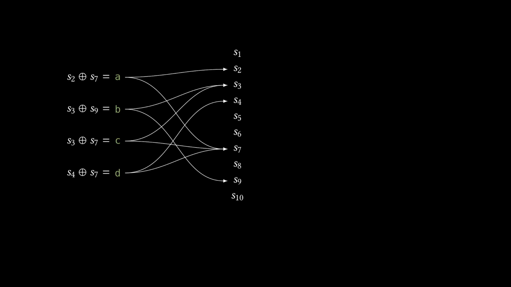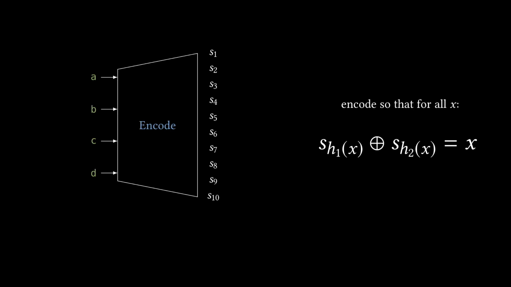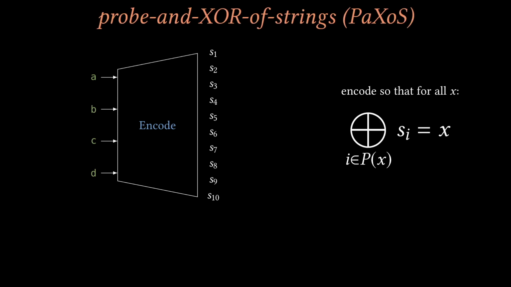Well, we slightly generalize the problem. Abstractly speaking, the protocol is asking Alice to generate a vector S that satisfies a linear constraint for each of her items. That linear constraint involves the XOR of two positions of the vector, corresponding to those two bins associated with that item. However, the protocol still works if we consider constraints that are the XOR of more than two positions in the vector. We call this generalized data structure problem a probe-and-XOR-of-strings, or PaXoS for short. In the simplified version that I've shown you so far, the probe positions for an item X were H1 of X and H2 of X. But the more general PaXoS allows for any set of probe positions for each item.